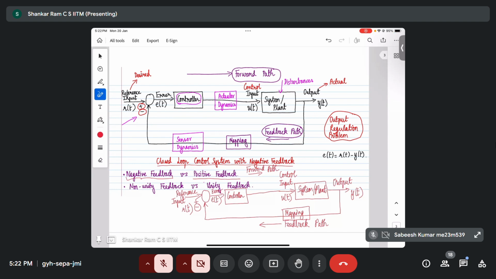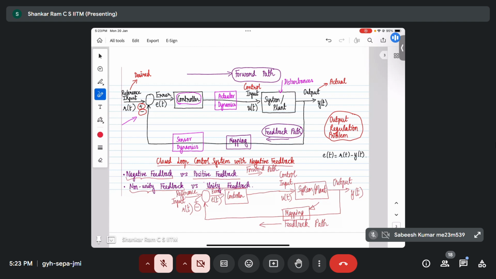Integrating, sir. Yes, we integrate it, and we will get velocity. So consequently, we will get velocity once we integrate the acceleration. And consequently, you will see that there will be a non-unity mapping in the feedback path. That is what is called non-unity feedback.